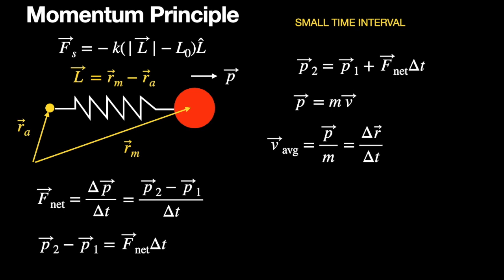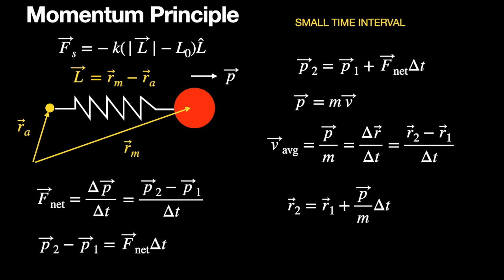So again, I can assume that R1 is the position, and this is the position of the mass, not the anchor. So I dropped the M because the R1 is the position at the beginning of the time interval. R2 is the position at the end. I can just do the same thing I did before and solve for R2, and I get this. R2 equals R1 plus P over M delta T. Now, I do have a small problem.